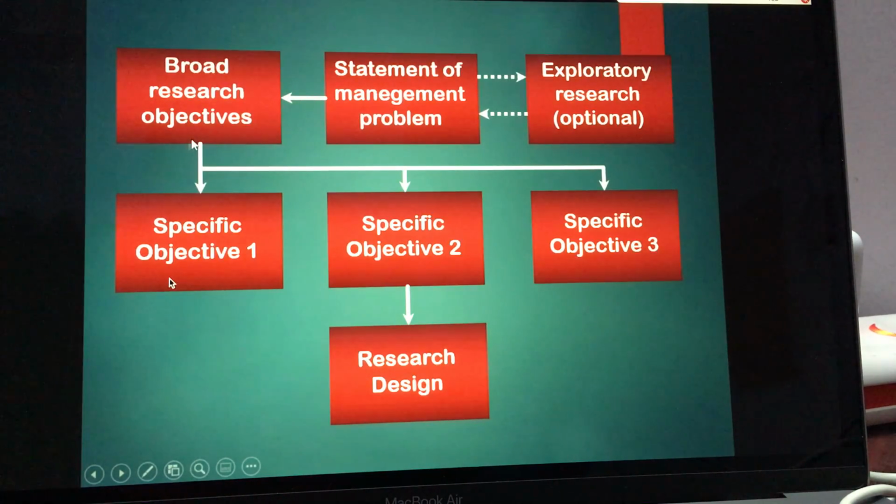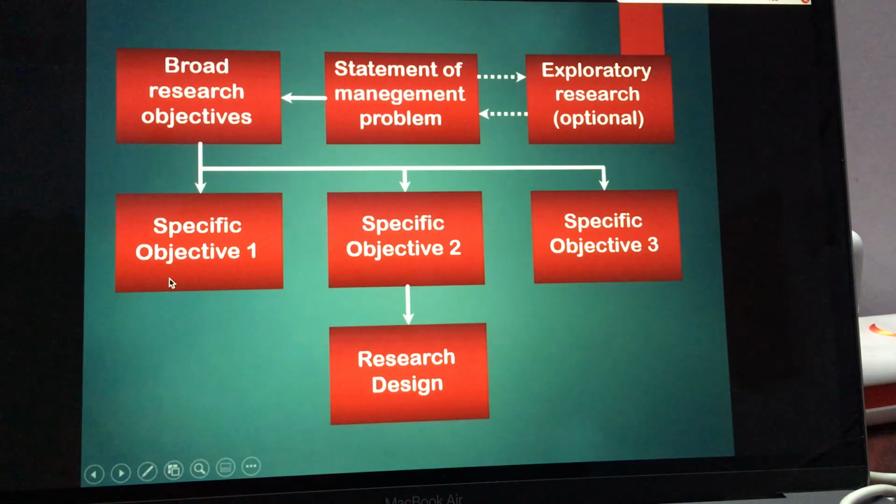Based on the research question, you will write the objective. For example, I say the research question is, what is the current level of awareness about brand A in this particular market. Based on that, I can broadly say that my research objective is to understand or measure the level of awareness among customers about this particular product. Now, based on that broad objective, I can break it down into specific objectives 1, 2, 3, and so on.